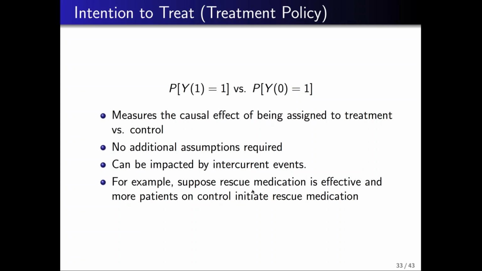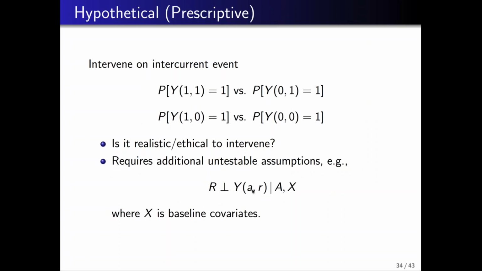So some people don't particularly like this estimand in this setting. But an advantage of it is it doesn't require any assumptions, but its interpretation can be impacted by the occurrence of intercurrent events. So a hypothetical or prescriptive estimand is asking questions like, what would happen?